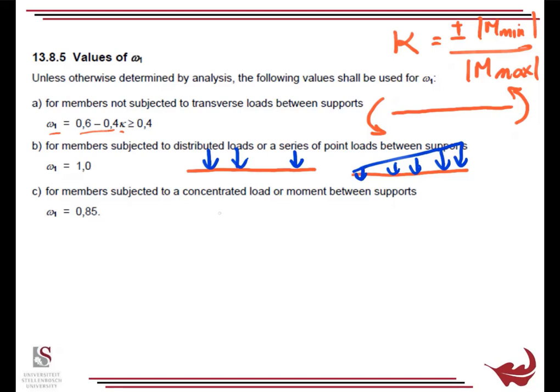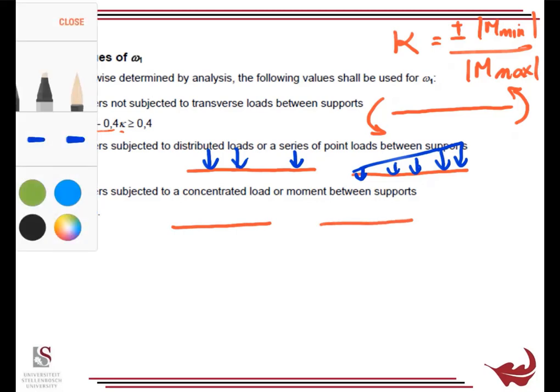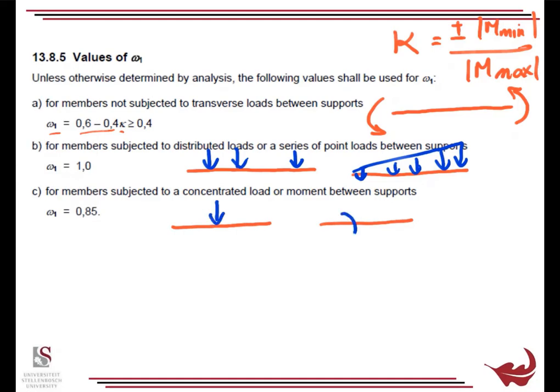And then for members subjected to a concentrated load or moment between ends, we will have our beam, and either we will have a single point load or a single point moment somewhere along the length, and then we will use a value of 0.85. If we have multiple loads, 1, and if we have no forces applied along the length of what we are designing, then this value, and you'll see it's 0.4 and up. So this is the more conservative, well, that gives you the highest capacity.